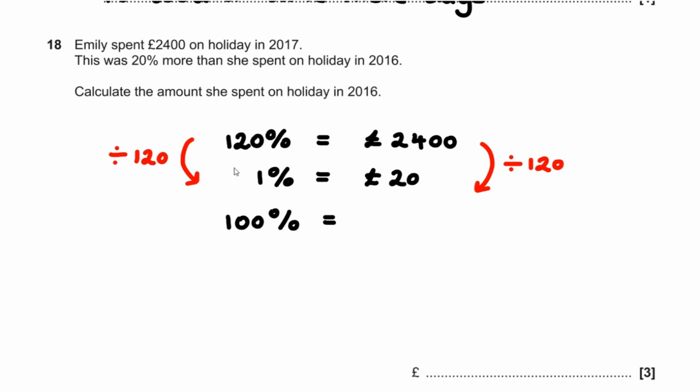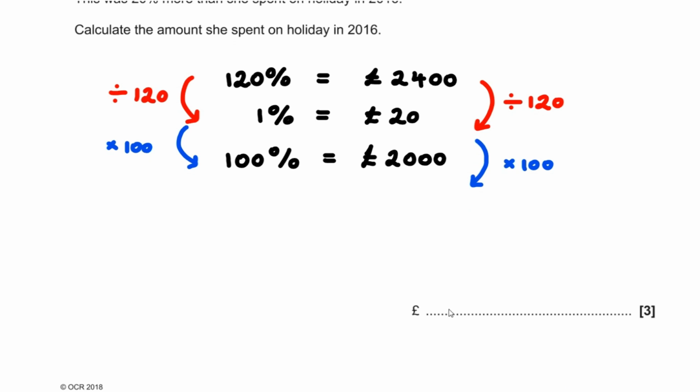So therefore, for 100%, I have to multiply by 100. So if I multiply by 100, we get £2,000. So the amount spent on holiday in 2016 is £2,000.